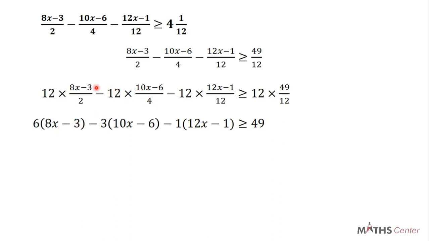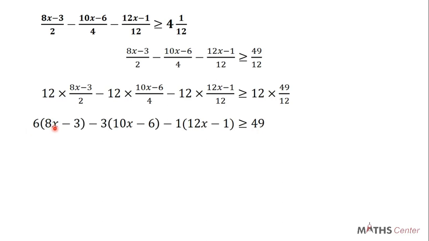4 will cancel 12 3 times. So you have 3 into brackets, what you have here, which is 10x minus 6, minus 12 will cancel 12 once. So 1 times what you have here, which is 12x minus 1. Then 12 will cancel 12 once. So 1 times 49 will give us 49.